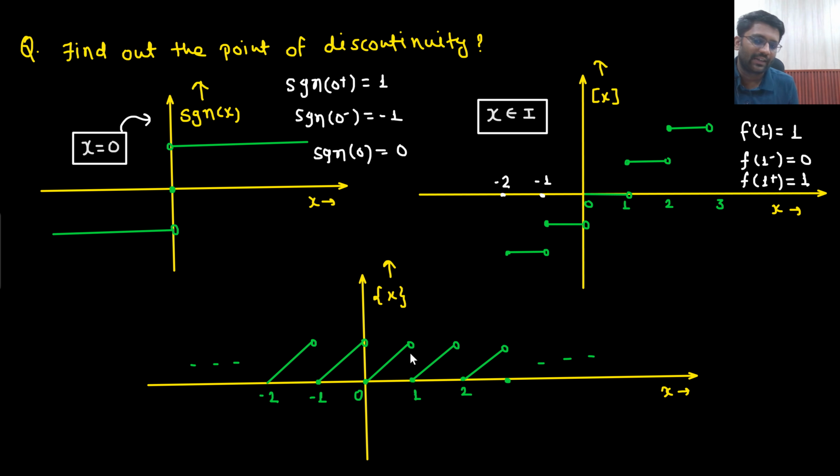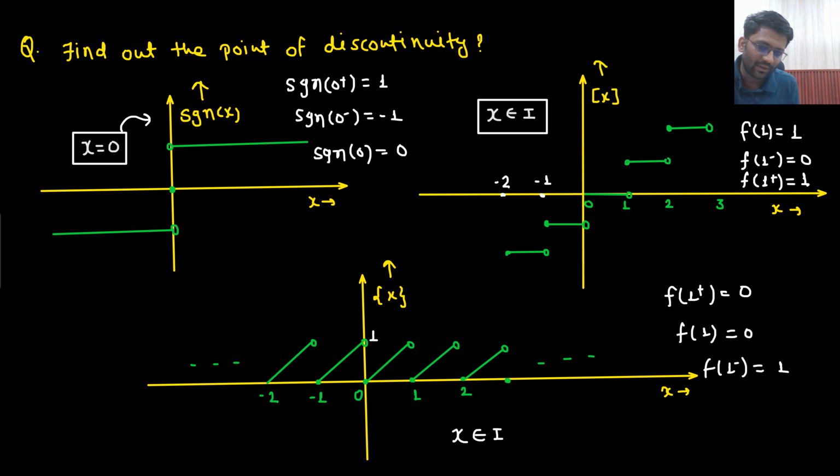So the fractional part of x, again you can see that it is discontinuous at the integers only. What I mean to say is, what is the value of f of 1 plus? Sir, just after 1 the value is nearly 0. And what is the value at f of 1? Sir, the value is 0 only. And what is the value of f of 1 minus, just before 1? The value is nothing but 1. This value is 1 only. Are they the same? No. That means it is discontinuous for every x belonging to integers.